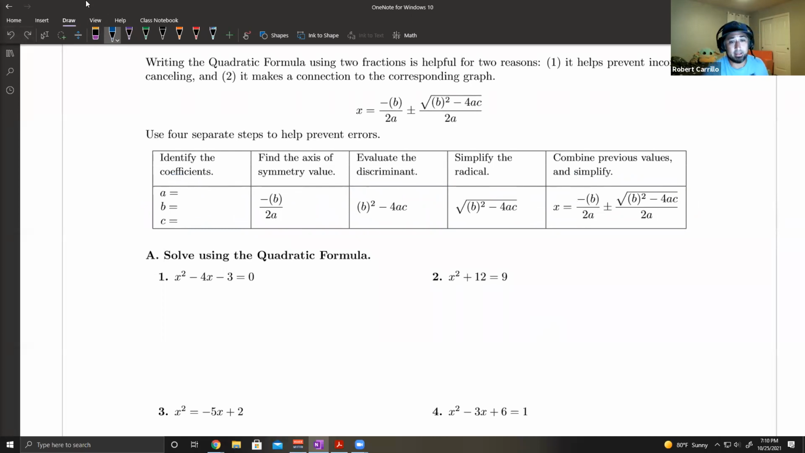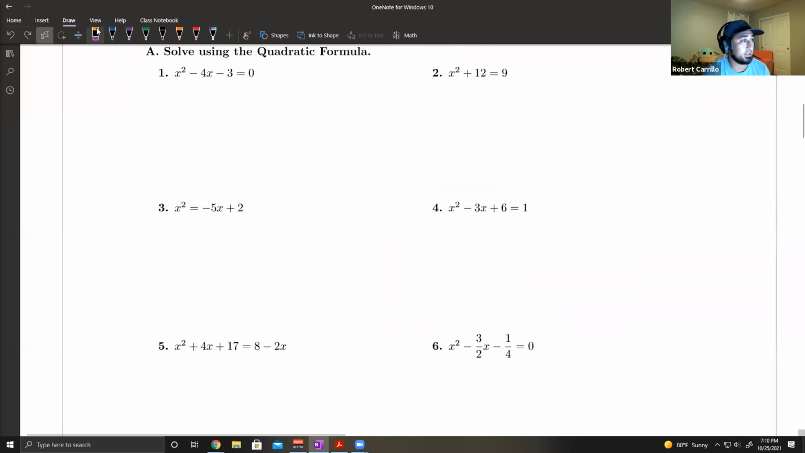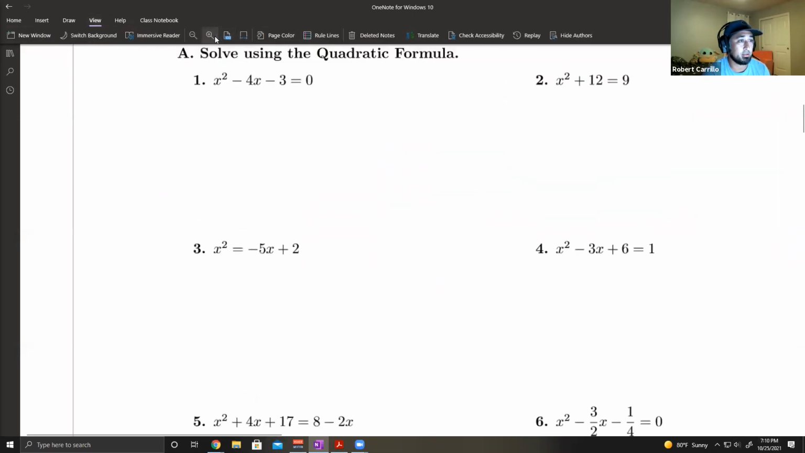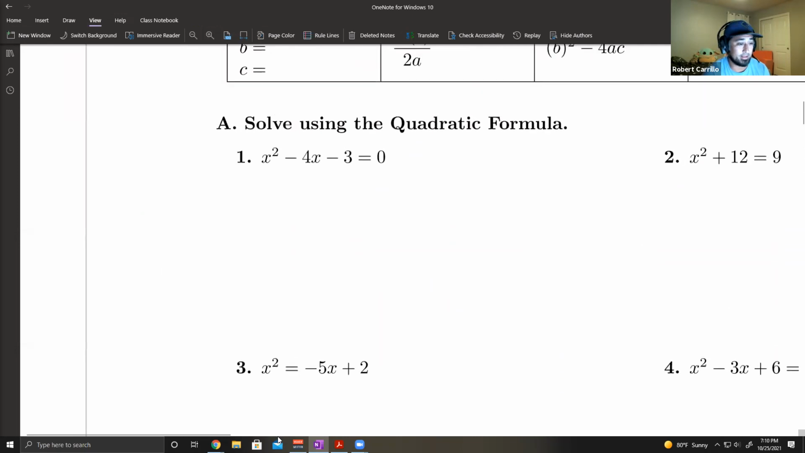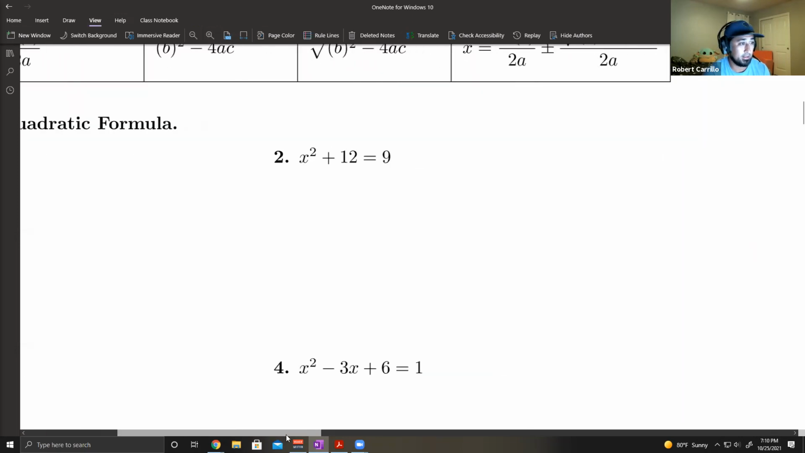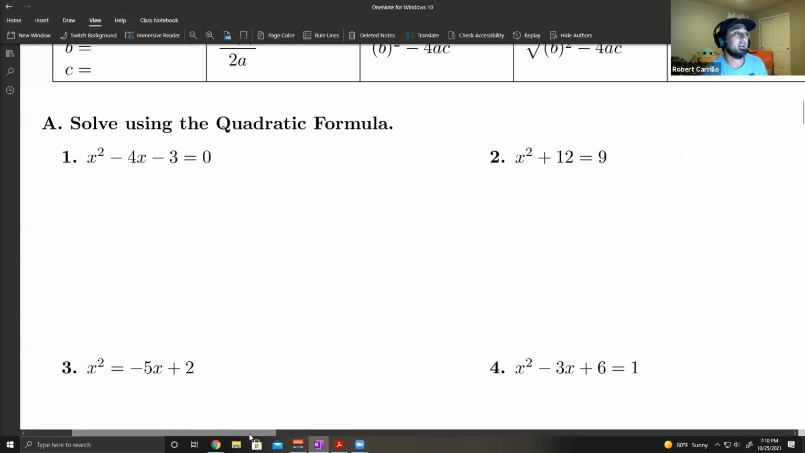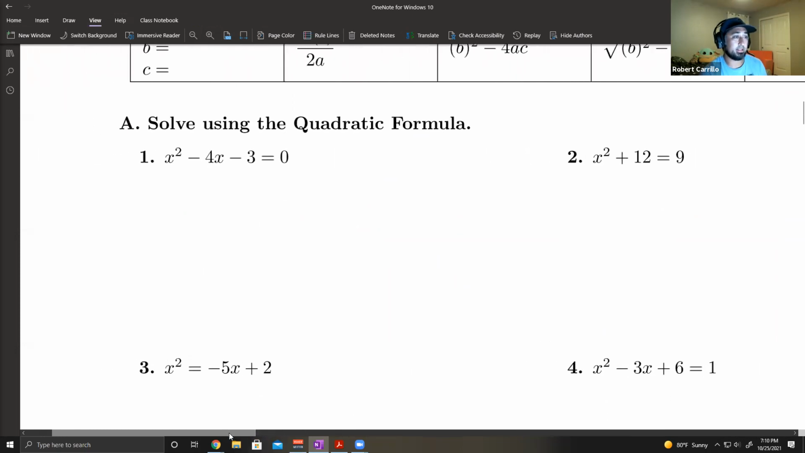Okay, so let's go ahead and try these out. Let's see how much I can zoom in here. Zoom, zoom, yeah. Give me all that space. Okay. All right, and I'll use that space over there.